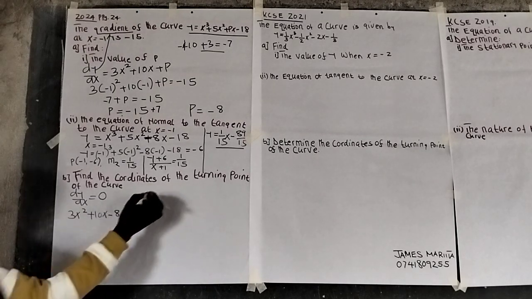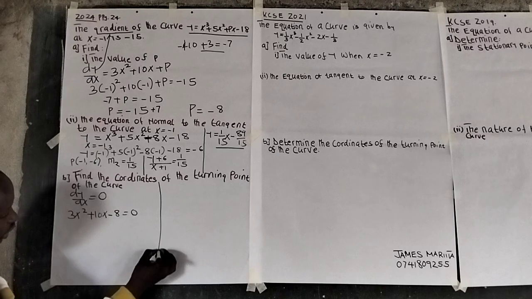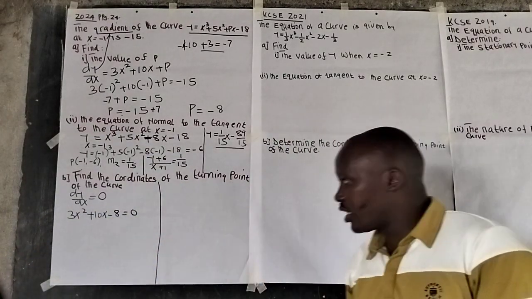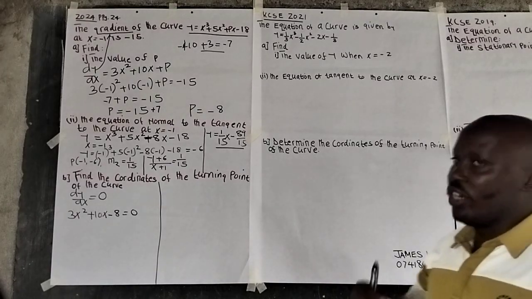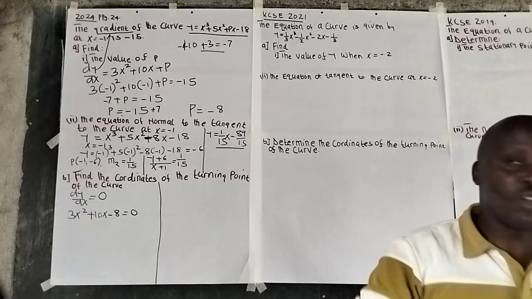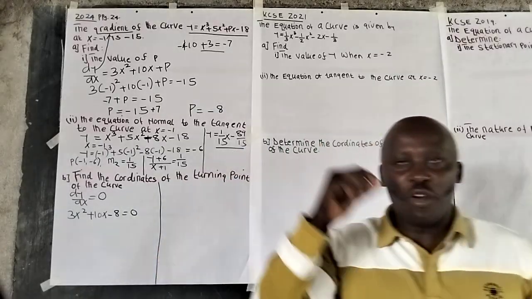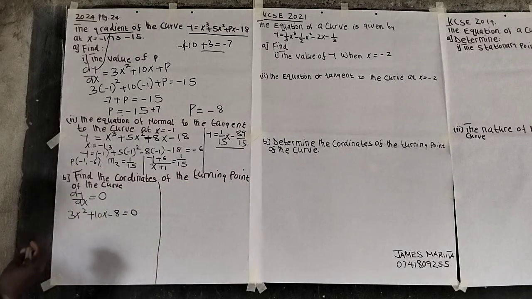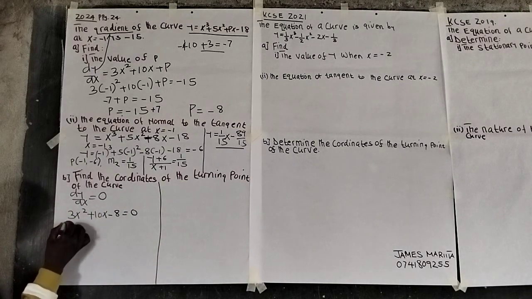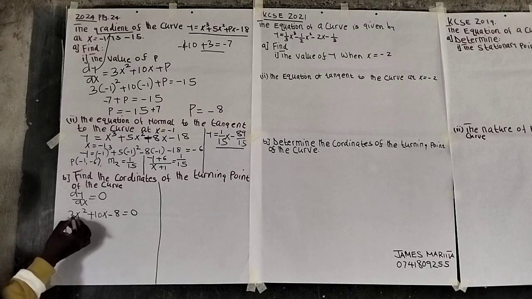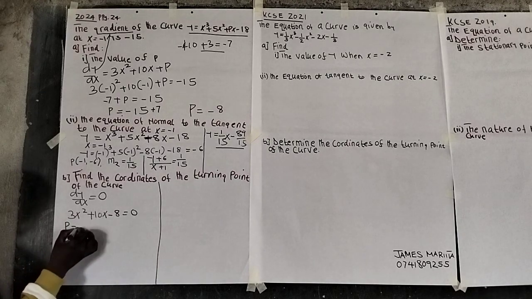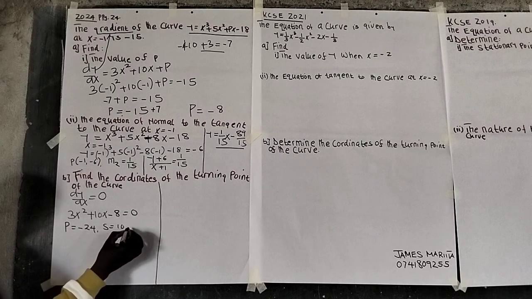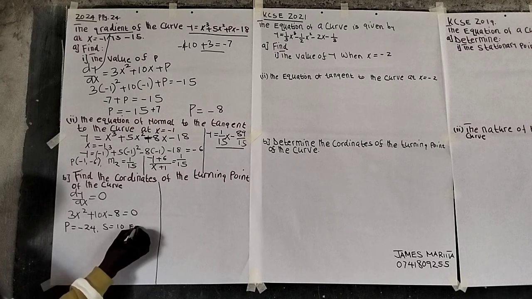From here we have around 3 methods that we can use. You can use the completing the square method to get the value of x, or you can use the quadratic formula to get the value of x. You can also use the PSF formula, that is the product sum formula. So we can use our PSF such that our product is 3 times negative 8, giving us negative 24, and the sum is 10. What are the factors now?